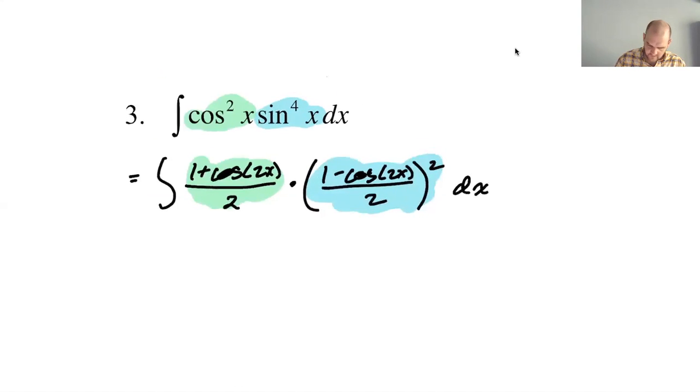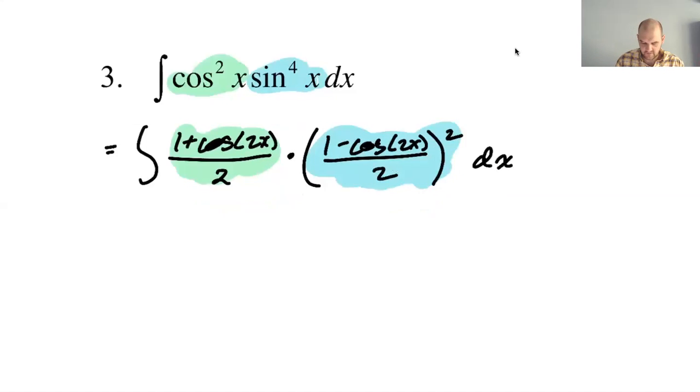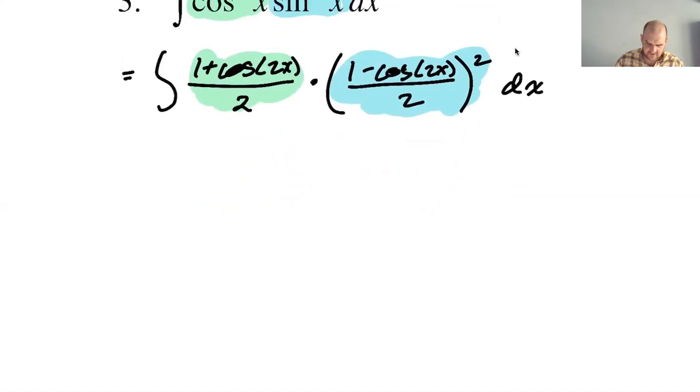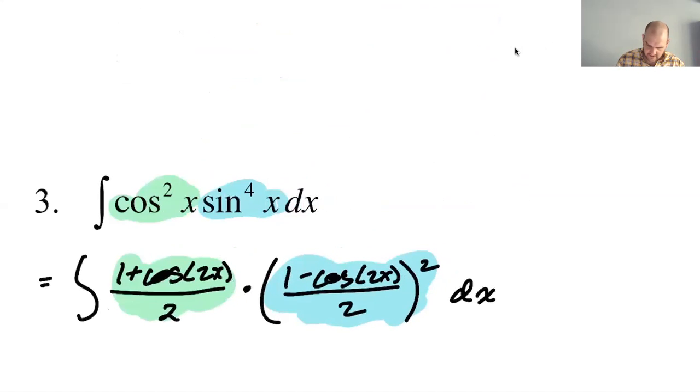Nice. All right, so you have to multiply this out. I'm going to let u be cosine of 2x. I'm trying to think what's the fastest way to do this. I'm going to do an extra problem on the side here. I'm going to do 1 plus u times 1 minus u squared, right?